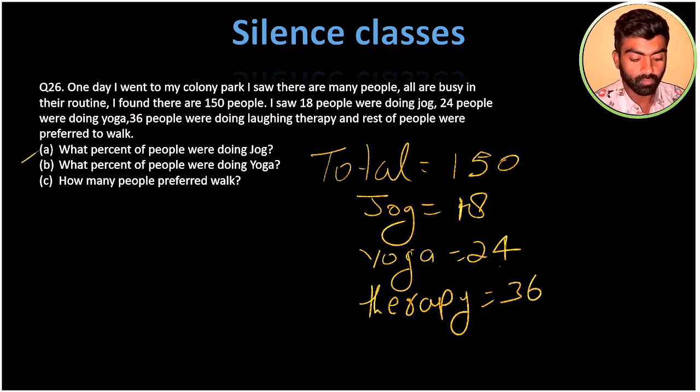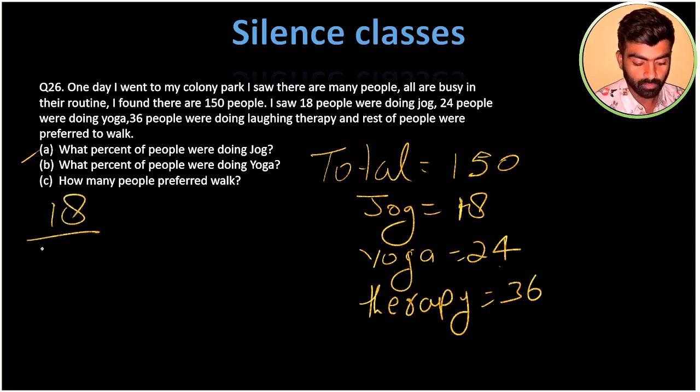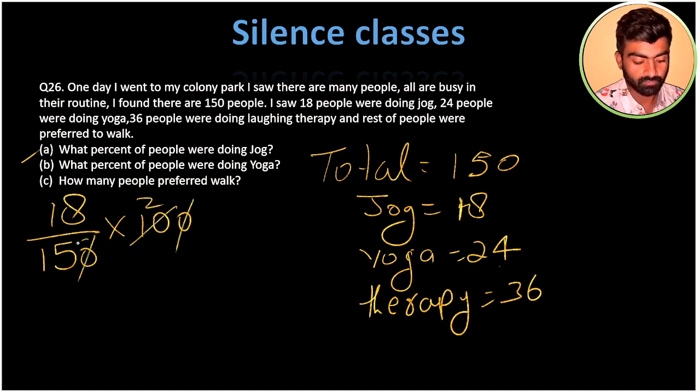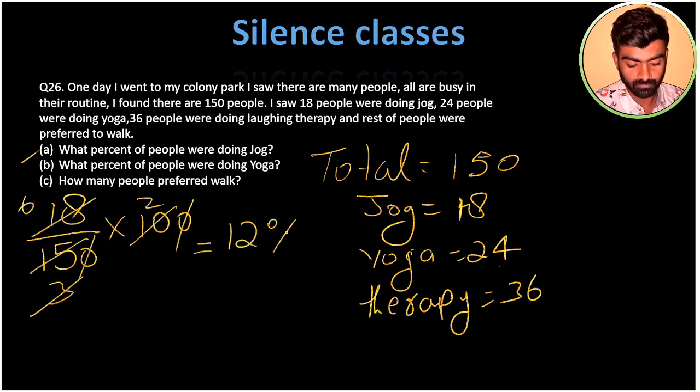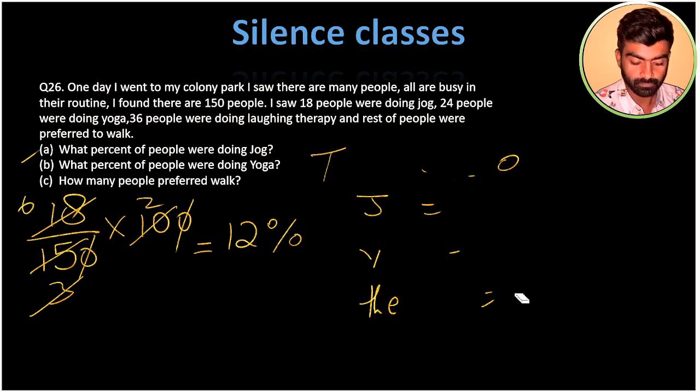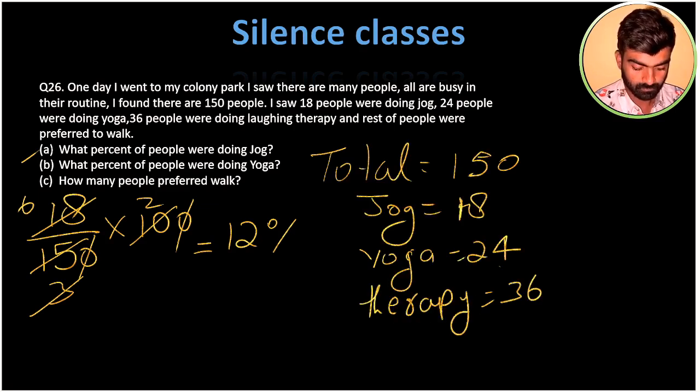What percent of people were doing jogging? To find the percentage, the number of people doing jogging is 18 upon the total number of people, that is 150, multiplied by 100. From here we can cut: 5 2s are 10, 5 3s are 15, and 3 6s are 18. So it will become 6 2s are 12%. 12% of people were doing jogging.